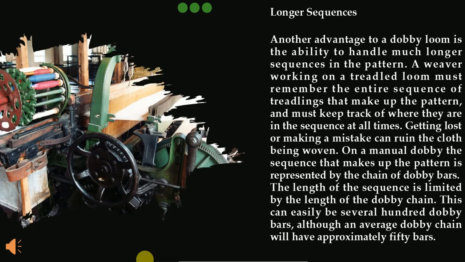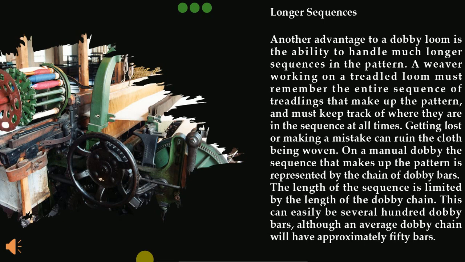Longer sequences. Another advantage to a dobby loom is the ability to handle much longer sequences in the pattern. A weaver working on a treadled loom must remember the entire sequence of treadlings that make up the pattern, and must keep track of where they are in the sequence at all times. Getting lost or making a mistake can ruin the cloth being woven.